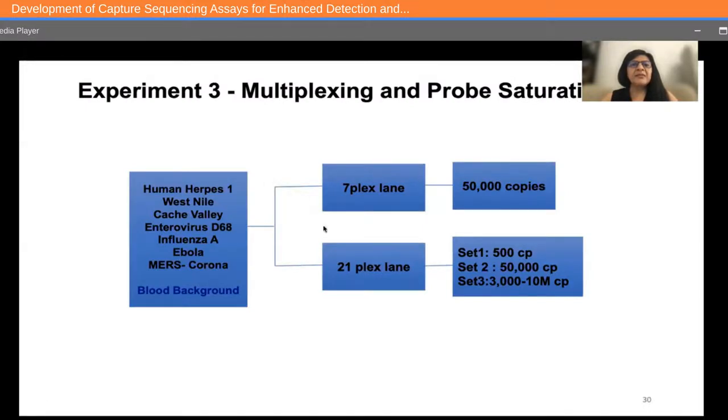And this is the experiment where we used these set of viruses in blood background, and we did a 7-plex lane with 50,000 copies and a 21-plex lane where there were 3 sets of samples which had 500 copies for each of these 7 agents, 50,000 copies, and also set 3 had copies ranging from 3,000 to 10 million. So the idea here is to see if 21-plex gives us similar results as 7-plex, and whether increasing the multiplexing affects the results or not.